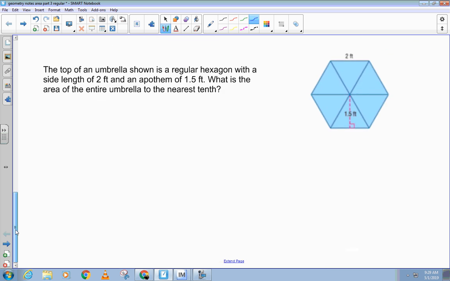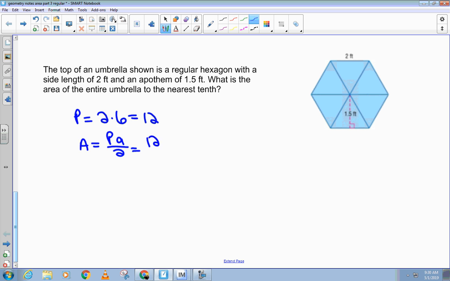All right, one more. The top of an umbrella shown is a regular hexagon with a side length of 2 feet and an apothem of 1.5 feet. What is the area of the entire umbrella to the nearest tenth? Okay, so the first thing we need to do is find the perimeter. How many sides are there? 6. And the length of one side is 2. So what would the perimeter be? 2 times 6, which is 12, right? So then the area is perimeter times apothem divided by 2.